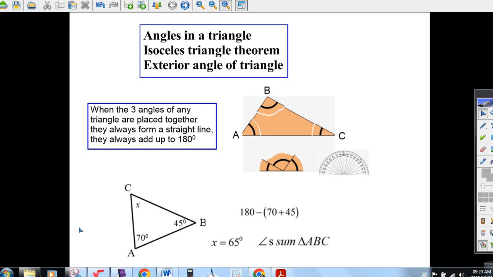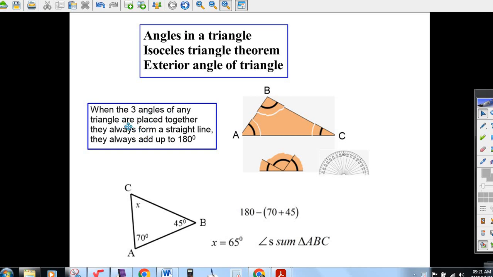Okay, this is a revision of three things. Angles in a triangle, the isosceles triangle theorem (we don't use that word again for the reason), and the exterior angle of a triangle. These three are all really important.